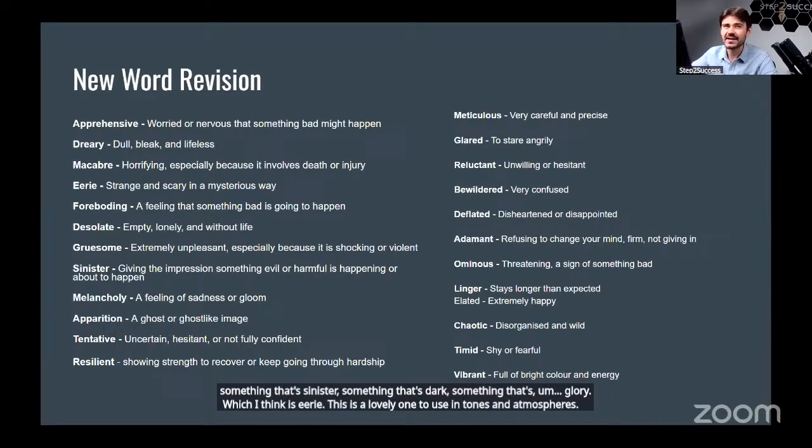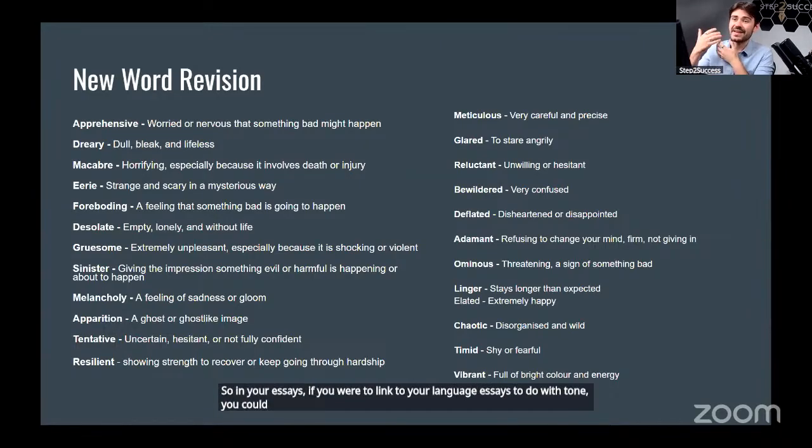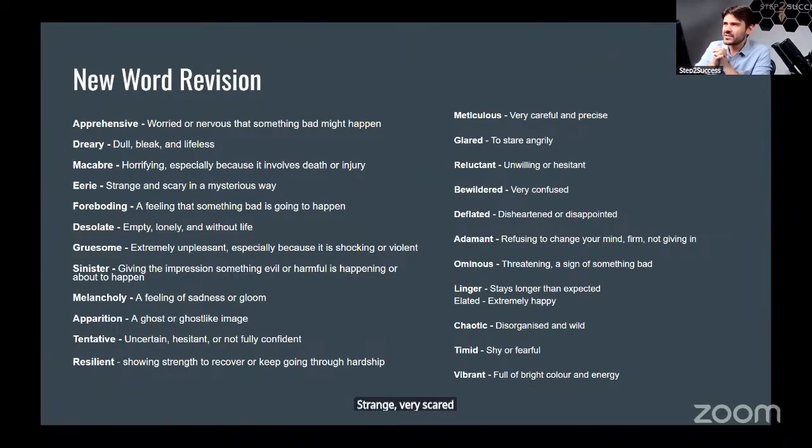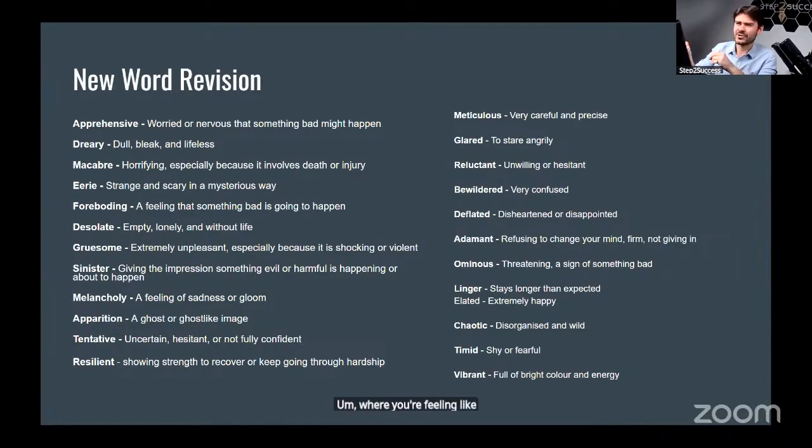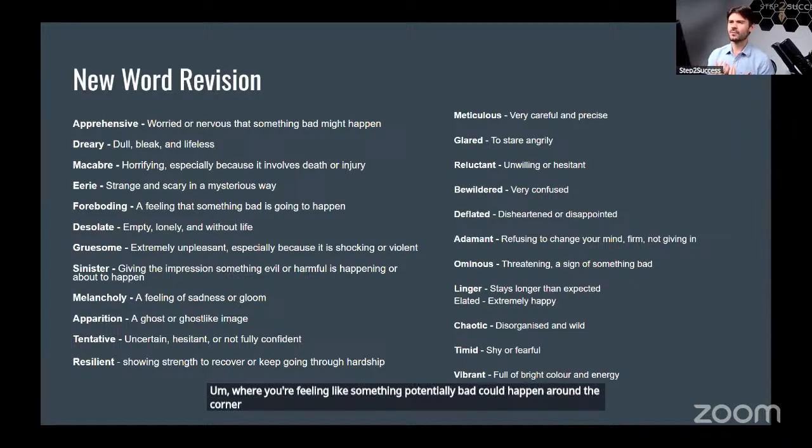So in your essays, if you were to link to your language essays to do with tone, you could say something has an eerie tone or an eerie atmosphere, which would mean that it makes the reader feel very strange, very scared, because it evokes a sense of mystery, but not necessarily good mystery where you're feeling adventurous. It's more negative mystery, where you're feeling like something potentially bad could happen around the corner, and it gives you this uncomfortable, unsettling feeling that we describe as being eerie.